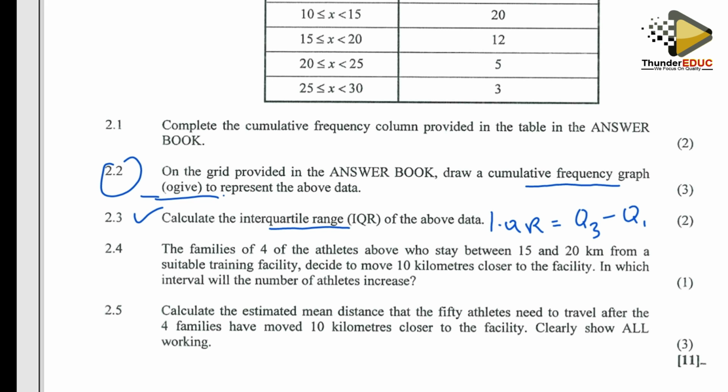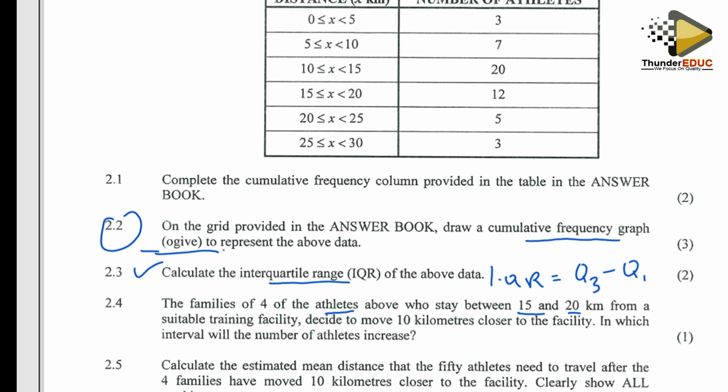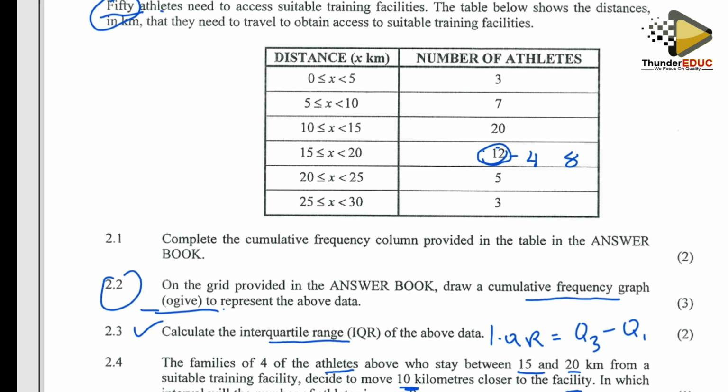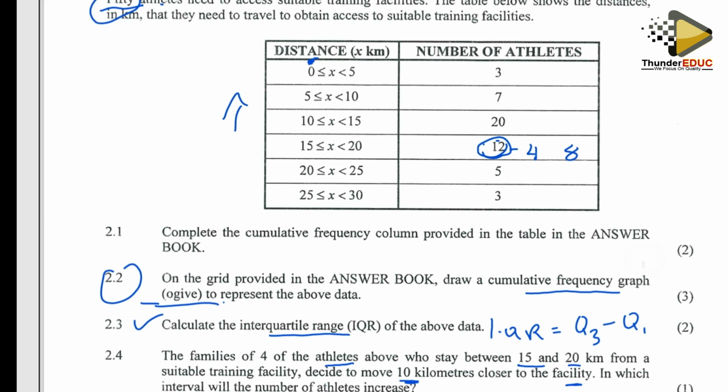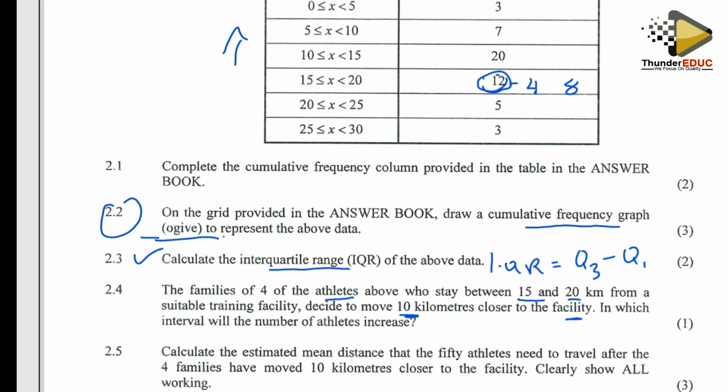And then 2.4, they are telling me that the families of 4 of the athletes who stay between 15 and 20, so 4 people from this category. When I subtract 4, I'll be left with 8. These people decide to move 10 kilometers closer to the facility. Remember, the facility will be exactly 0 distance. So when you move closer, it's like you're moving up the table. So from this, what is 15 minus 10?